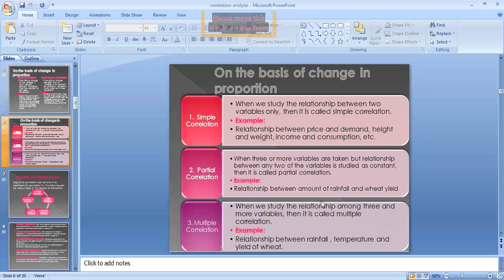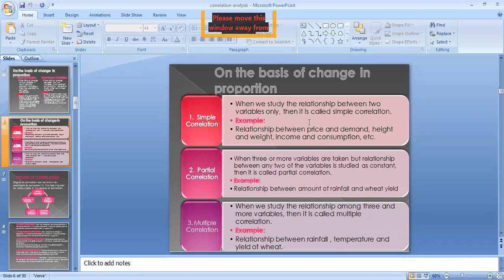Okay. Now on the basis of number of variables: simple correlation, partial correlation, multiple correlation. In our next lecture we will study this more briefly. When we study the relationship between two variables only, it is called simple correlation. For example, the relationship between price and demand, height and weight, income and consumption.